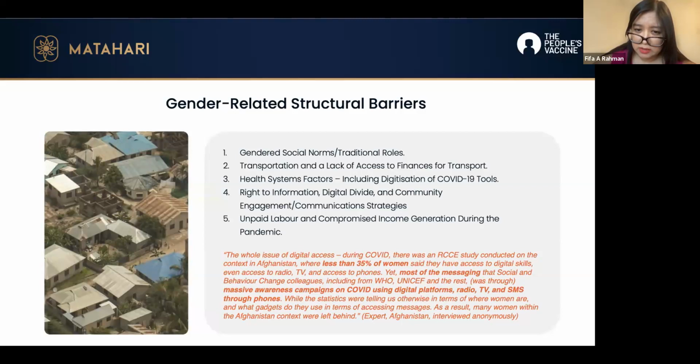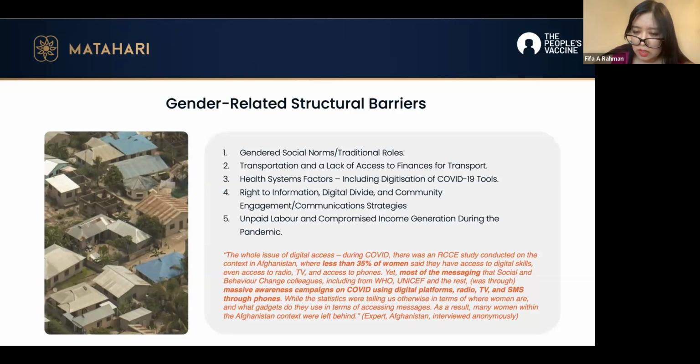So there were those factors, and then health systems factors, including digitization of COVID tools. In Malaysia, for example, registration for vaccinations and tests and other services occurred through the MySejahtera application. And in many countries we looked at, there was a lower level of women who had access to smartphones compared to men, and this impacted their access to those COVID tools. We talk a little bit more about right to information, digital divide, and community engagement and communication strategies.